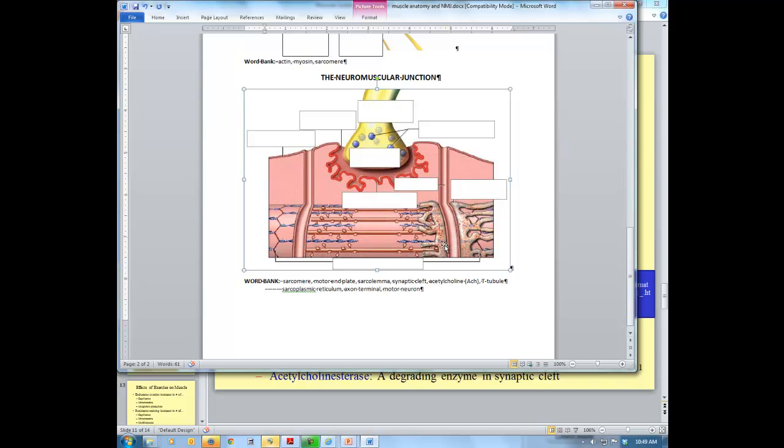And closely associated with the T-tubules and the actin and myosin filaments is a special smooth endoplasmic reticulum, which is called the sarcoplasmic reticulum. So that's what would go here, sarcoplasmic reticulum. And it's basically a specialized smooth ER, and its job is to store extra calcium.